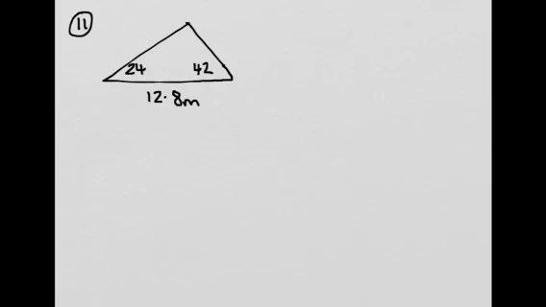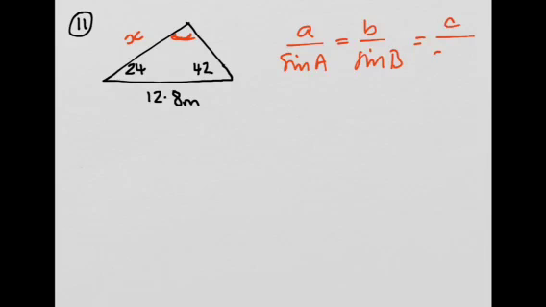Question 11. First thing we notice is we have a triangle. We've got 2 angles, 24 and 42, so we can automatically work out what the third one is. So that's what you should always do with these questions. We're trying to find the length of the longest sloping side, so we're trying to find that side there. When we know angles and sides, then it's going to be a over sine A, b over sine B, c over sine C.